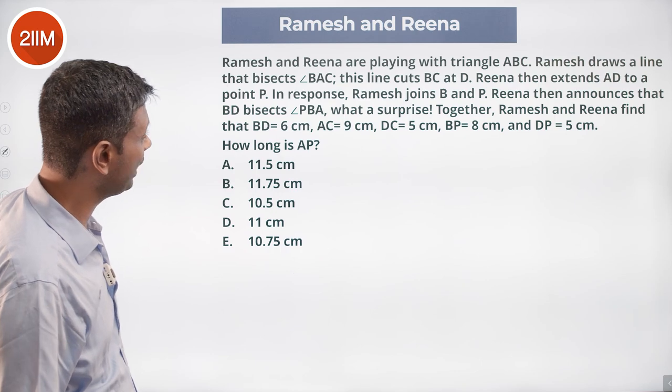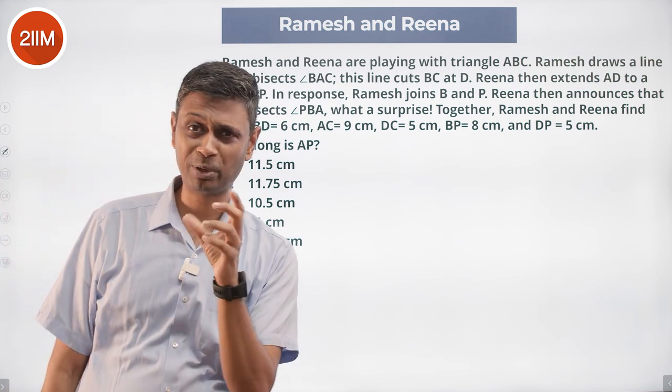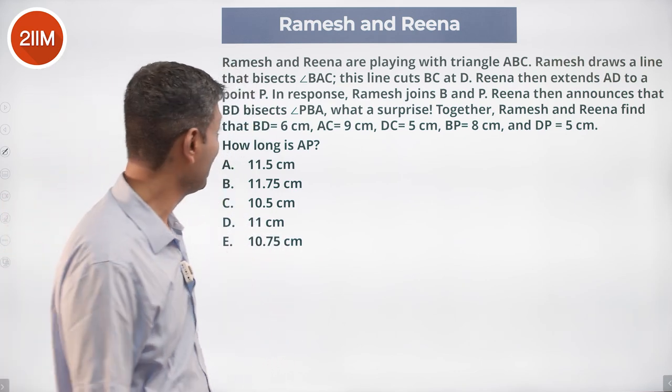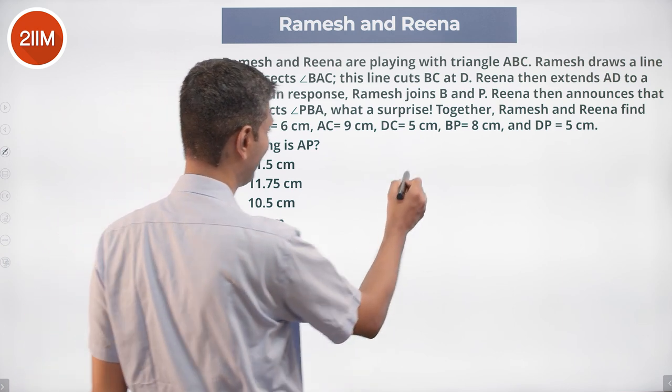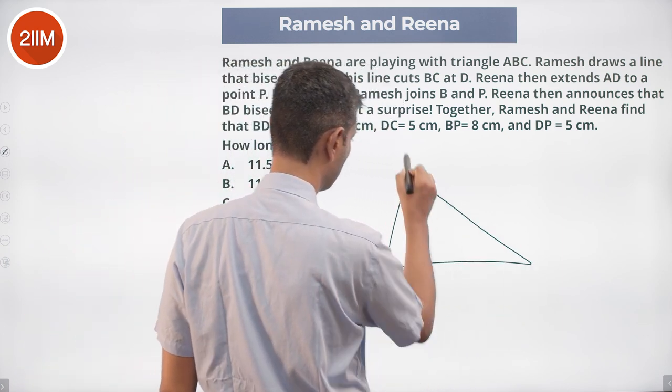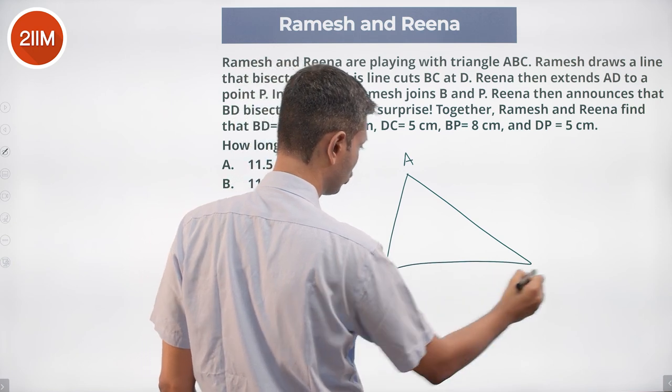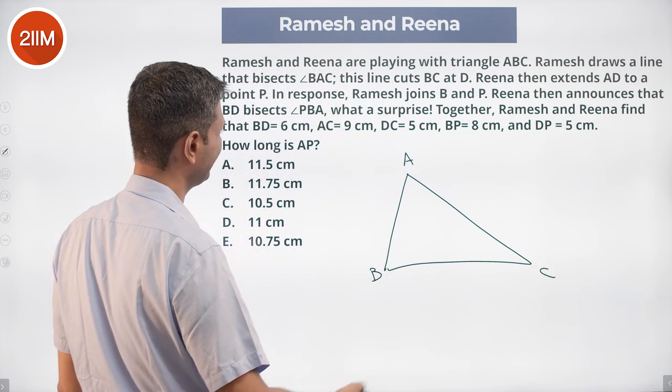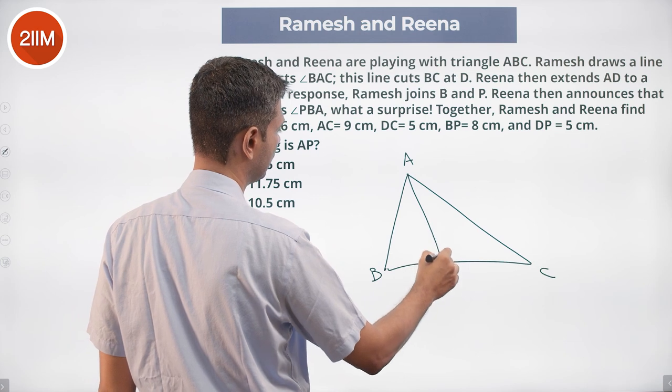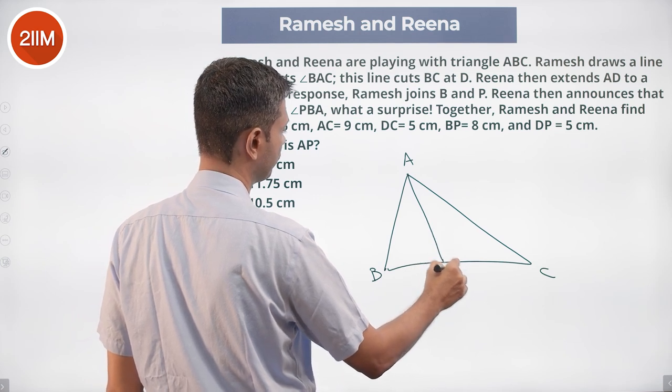Ramesh and Reena are playing with triangle ABC. I really like the description, playing with triangle ABC. Nice. Ramesh draws a line that bisects angle BAC and cuts BC at D.